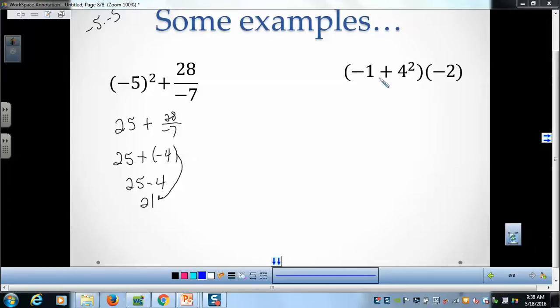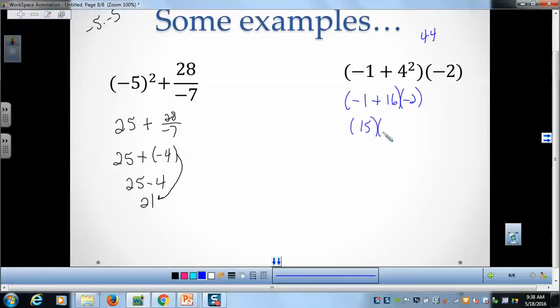And once again, if we preview this, I have addition and an exponent. I have to take care of the exponent first. So I'm going to have negative 1. I'm going to bring the addition down, and I'm going to take care of 4 squared. And once again, remember 4 squared is 4 times 4, which is 16. And then I'm going to bring this down right here, so negative 2. Now I can go ahead and finish the operation within my grouping symbol and within the parentheses. I have just addition, so I can do negative 1 plus 16, which is 15.